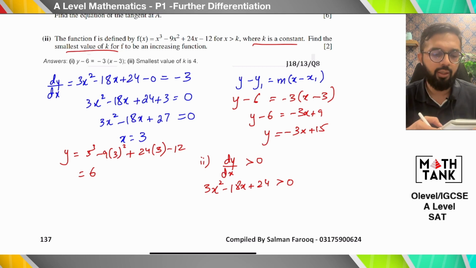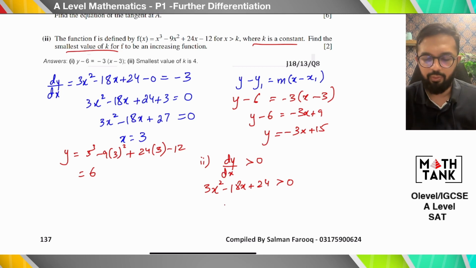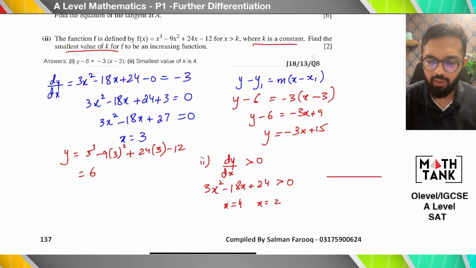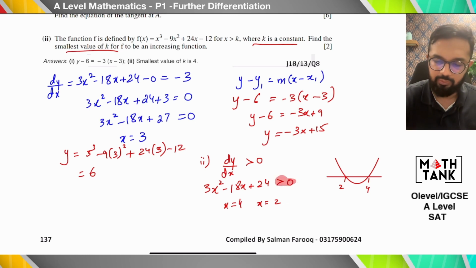again on my calculator, 3, minus 18, 24. So I get 4 and 2, two coordinates. If I want greater than 0, I'm going to highlight this part of the curve, and I'm going to say that either x is less than 2 or x is greater than 4.